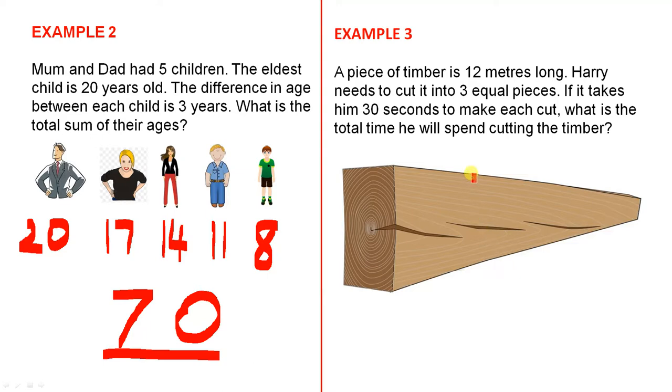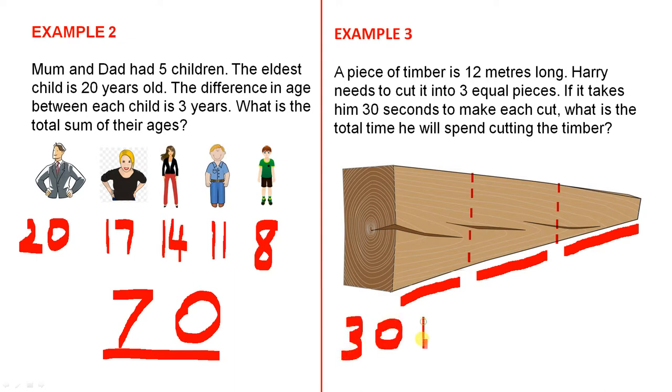Let's see what happens if he cuts it twice. So let's assume he makes a cut here, and he makes another one there. And look what he's got. He's got 1 piece, 2 pieces, 3 pieces. So that's the tricky part. In order to have 3 pieces, he's got to make 2 cuts. 30 seconds for each cut, so he's only made 2 cuts. So 30 seconds plus another 30 seconds, and look what we've got. Altogether, we have 60 seconds. Okay, so that's the total time he takes to cut the timber, 60 seconds.